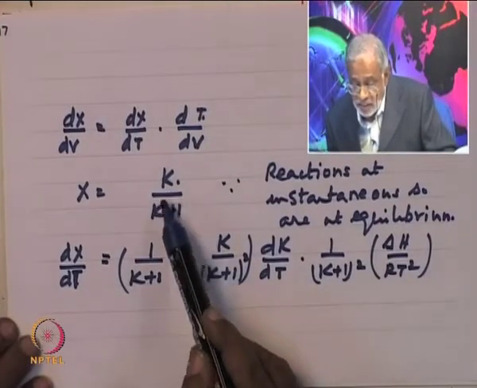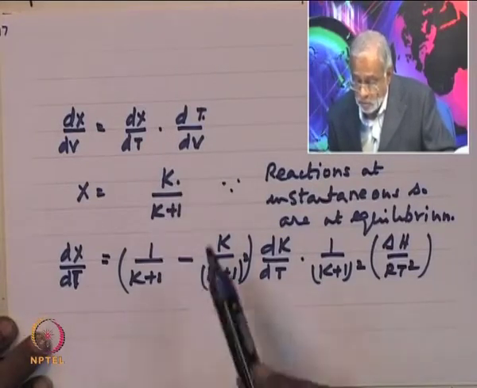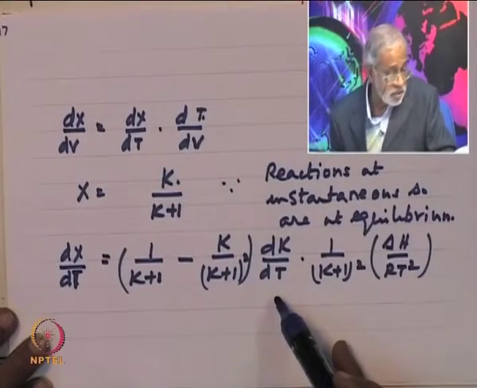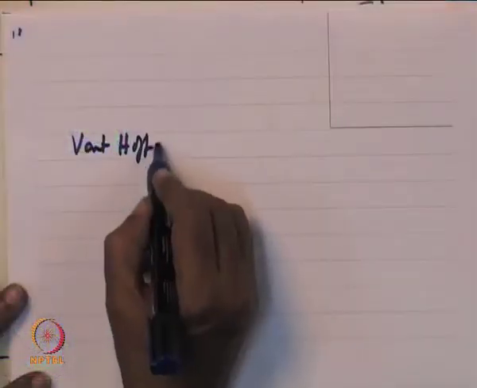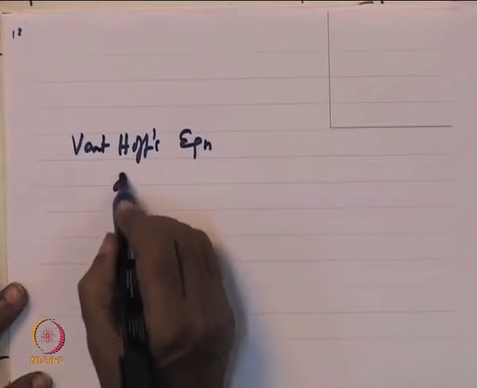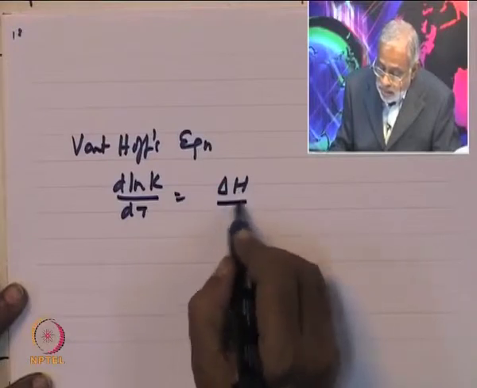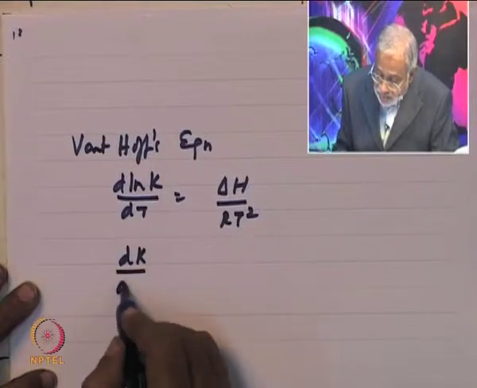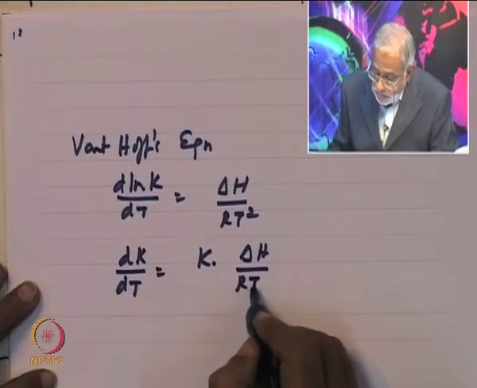See, when you differentiate this, let us go through this one by one. You get 1 by (k plus 1) minus k by (k plus 1) whole squared, dk/dt. And what is dk/dt? Let me write Van't Hoff's equation here. What does it say? d ln k by dT is delta H by RT squared, correct? Or dk/dt equal to k times delta H by RT squared.